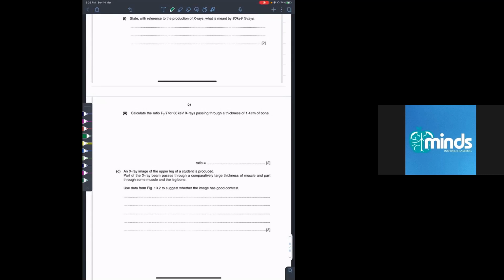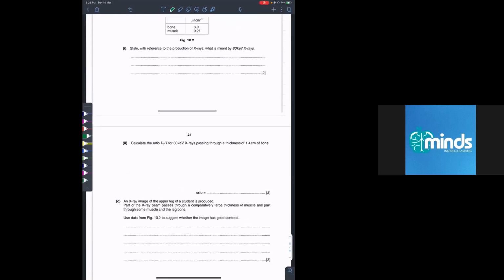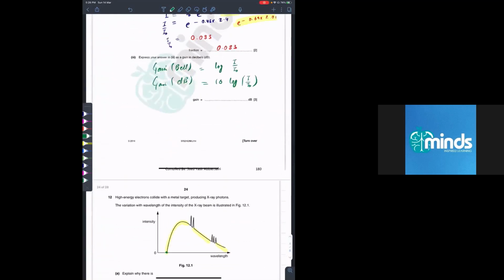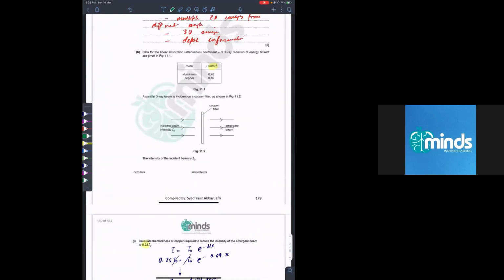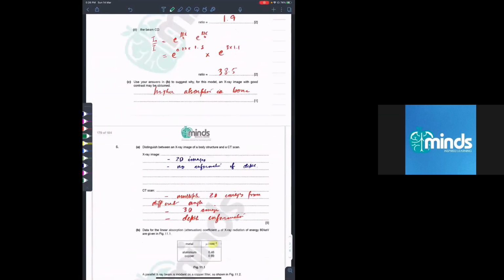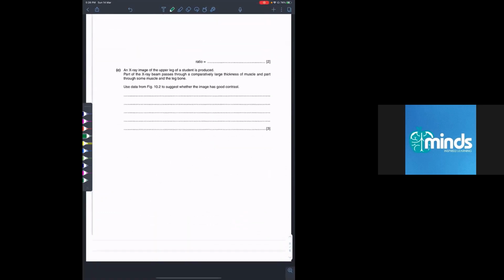Yes, what do you think? Sir, it will have good contrast, because the coefficient of linear absorption for bone is much more than that for the muscle. I guess this is the same value as we use for the finger thing, right? Yes, sir. 3 and 0.27. So it's a good contrast.